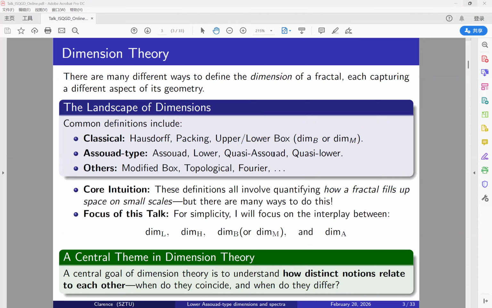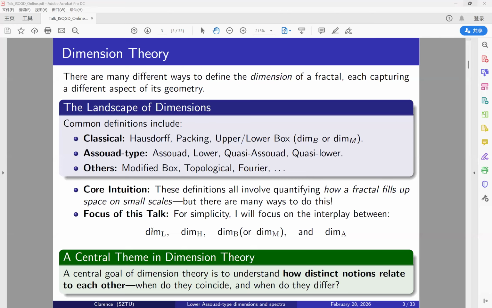The next group, the recent popular dimensions, are the Assouad-type dimensions. They include the Assouad dimension, lower dimension, quasi-Assouad dimension, quasi-lower dimension, etc. The third group includes other dimensions, such as the modified box dimension, topological dimension, and Fourier dimension, etc. The core intuition of dimensions involves quantifying how a fractal fills up space on small scales. But there are many ways to do this, and we will talk about that a bit later and focus on today's talk.